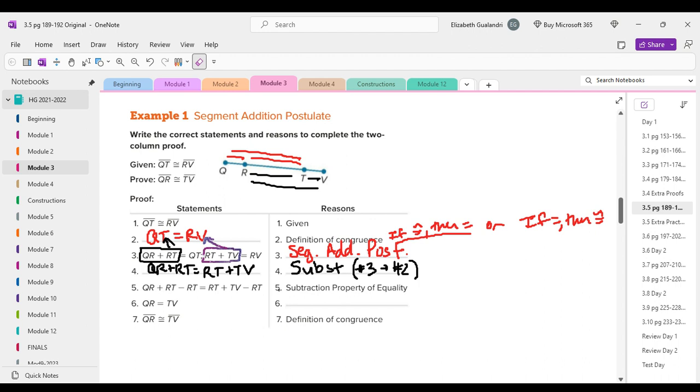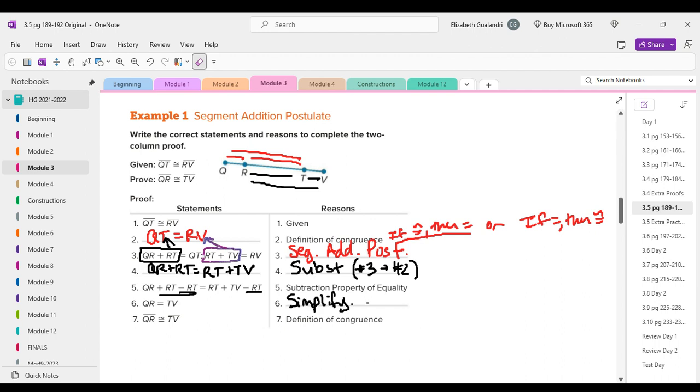So what they did next is subtraction property of equality. So what you're seeing here is that they subtracted RT from both sides of step number 4. So they took step number 4, rewrote it with a subtraction of RT on both sides of the equation. So once you subtract RT from both sides, that plus RT minus RT leaves just QR there. Plus RT minus RT leaves TV there.